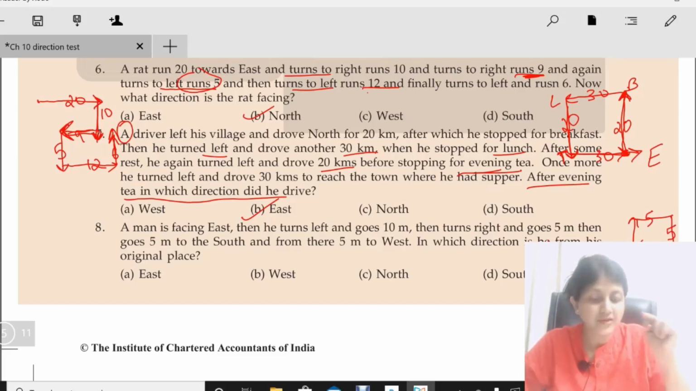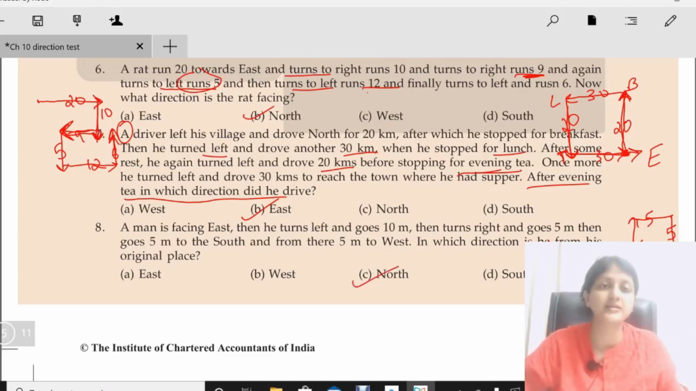This is what I was talking about. If the question asks from the original place, then be careful. His original place is here and he is here. So in which direction is he? North direction from his starting point.